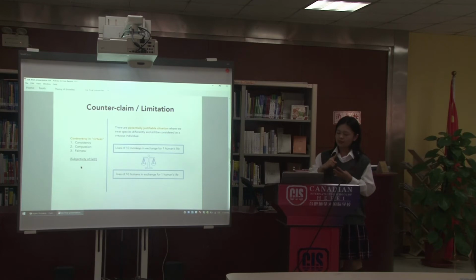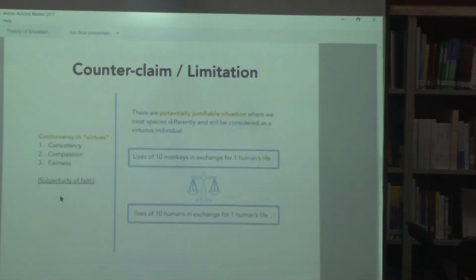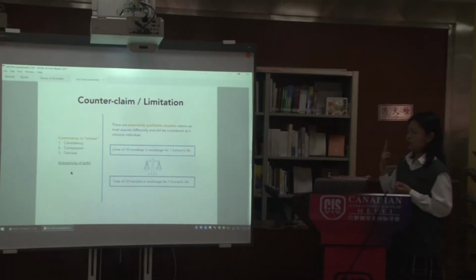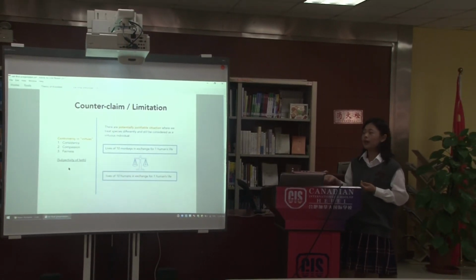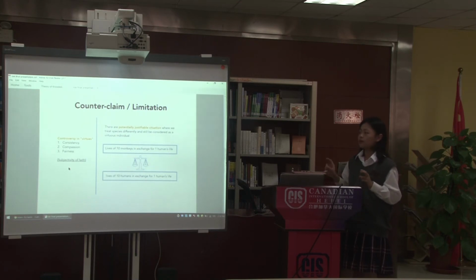Apart from the subjectivity of faith, another major counterclaim is that there are potentially justifiable situations where we treat species differently and it can still be considered as being a virtuous individual. For example, consider 2 situations: the lives of 10 monkeys in exchange for 1 human, or 10 humans in exchange for 1 human. If we agree that there's an absolute equality between species, with no hierarchy at all, then these 2 situations should both be justified. So we cannot really prioritize either over the other. But somehow it doesn't look quite right.